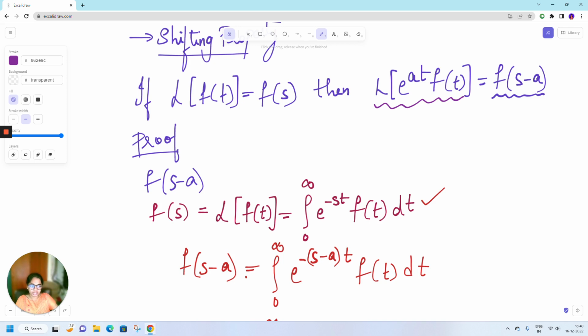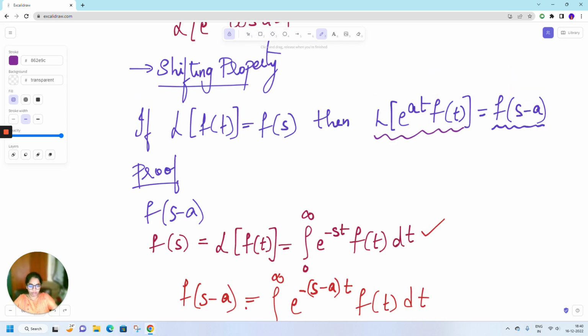Yes, the shifting property is used to find the Laplace of a function which is in this form, that is e power at into f of t. Let me take a problem now.